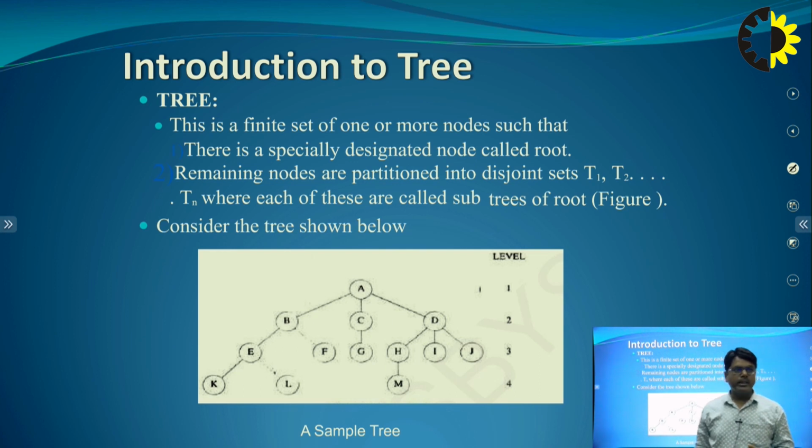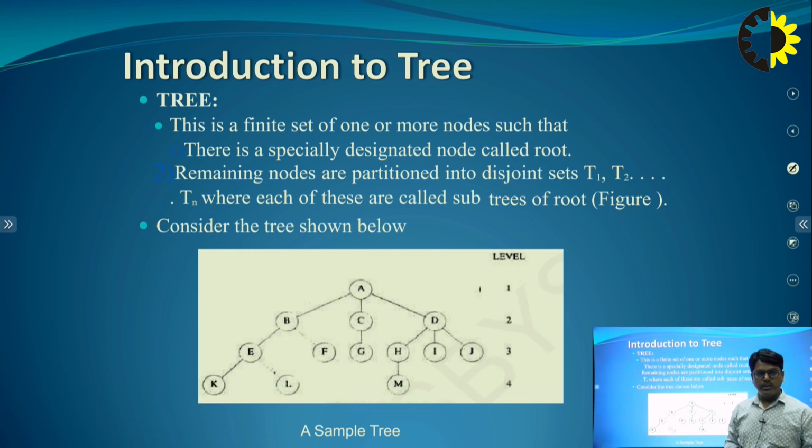Now we will see what exactly a tree is. While introducing the tree, I will explain what the tree is and what the definition of the tree is. A tree is a finite set of one or more nodes such that there is a special designated node called the root, and the remaining nodes are partitioned into disjoint sets T1, T2 and further up to Tn, which means it can be any number of disjoint sets. A tree can have any number of nodes.